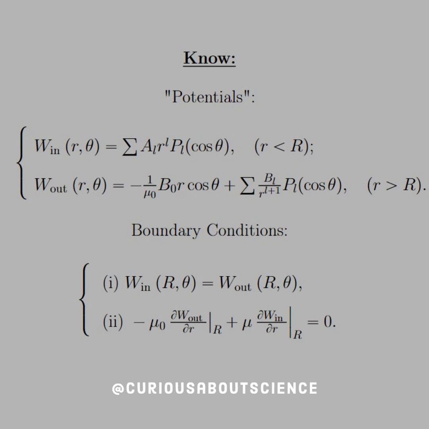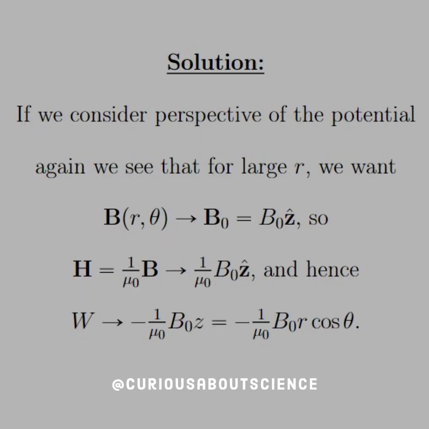Here we have W in, W out, and the boundary conditions. Of course, now we have to be careful with the second boundary condition, multiplying by mu naught since we're outside of the material, and mu when we're inside the material, due to the different susceptibilities. Okay, so if we consider the perspective of the potential again, we see that for large r, we want B of r, theta goes to B naught, which is equal to B naught z hat. Okay, makes sense. We're far away from everything.